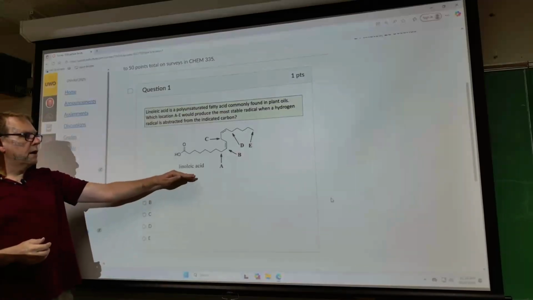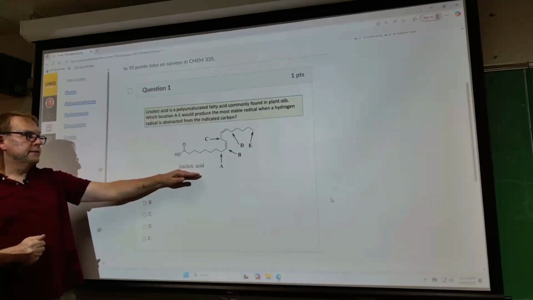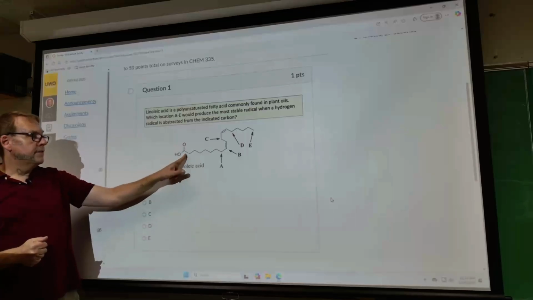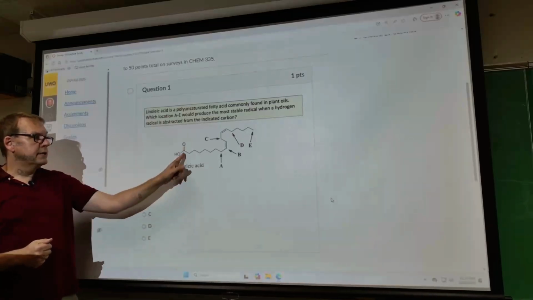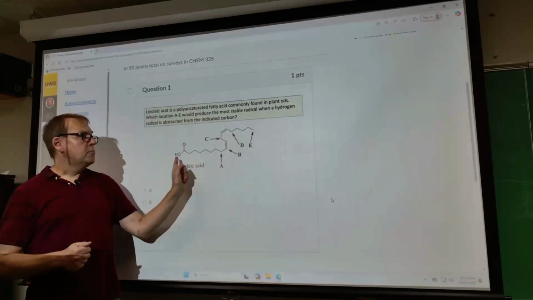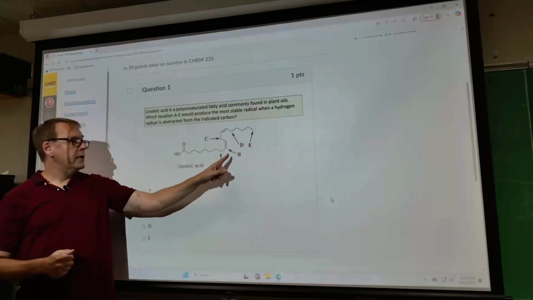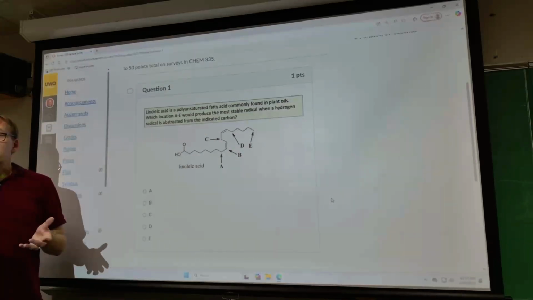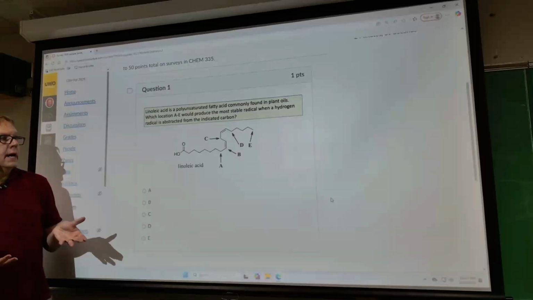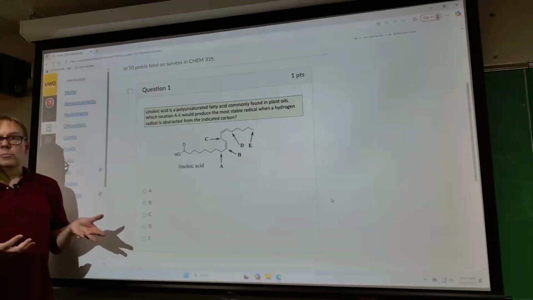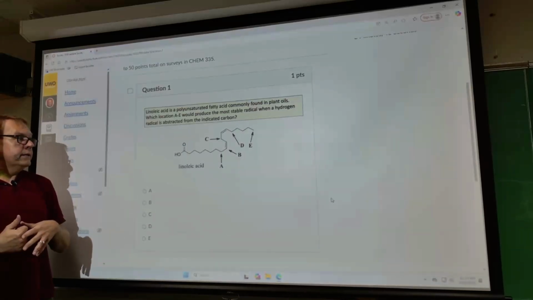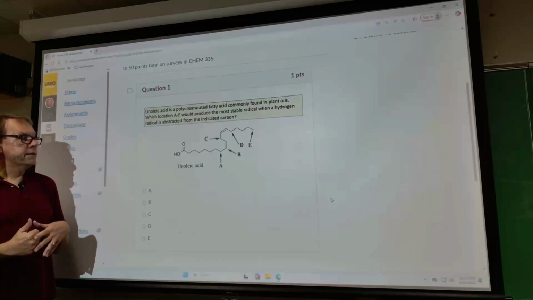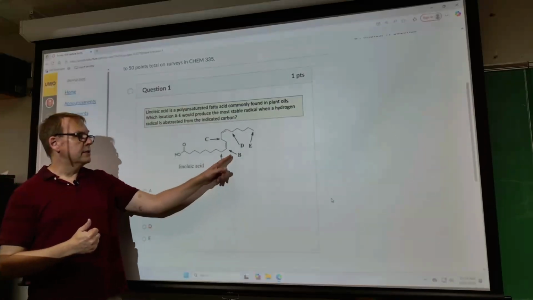This is one real common unsaturated fatty acid. It has the acid part here, carboxylic acid, and a long nonpolar hydrocarbon tail, but it has a couple of different unsaturations in it. So this would be a polyunsaturated fatty acid, one that's got a couple of different double bonds in it. And it's called linoleic acid, and it's got a bunch of different points that are being indicated by arrows and letters.